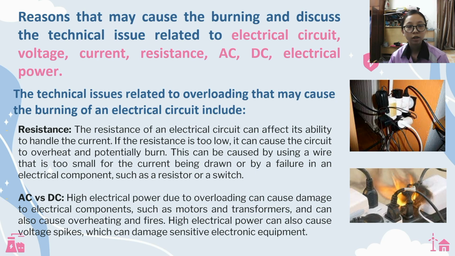Next, AC versus DC. High electrical power due to overloading can cause damage to electrical components such as motors and transformers and can also cause overheating and fires. High electrical power can also cause voltage spikes, which can damage sensitive electronic equipment.